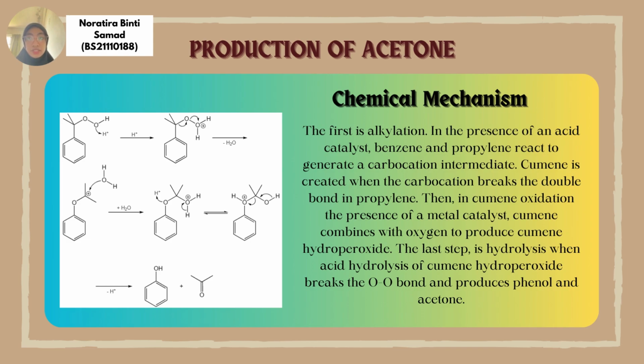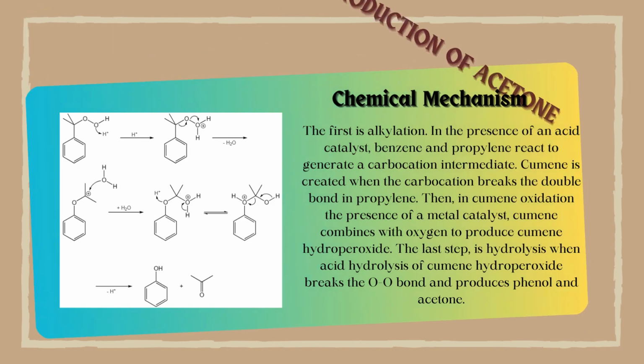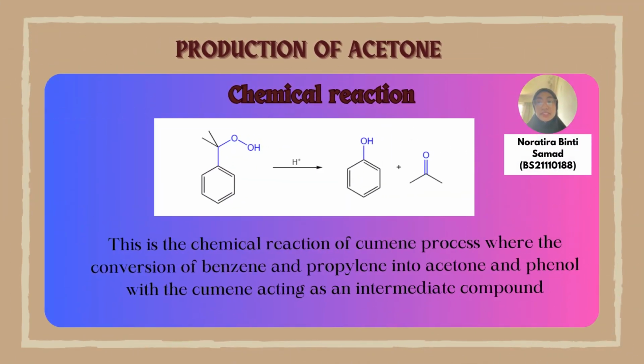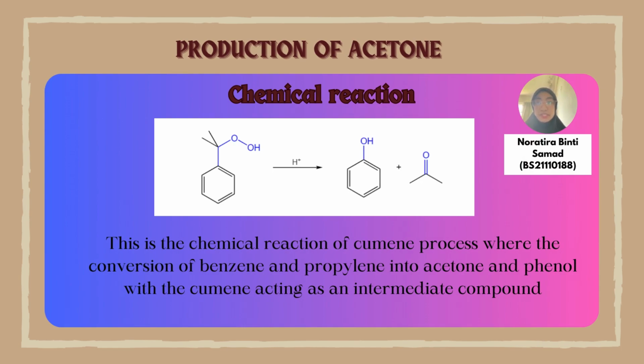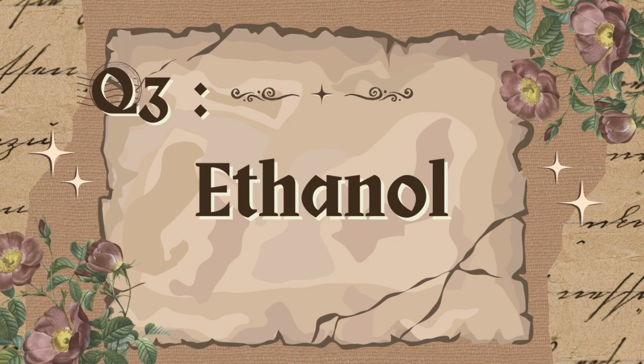Then in cumene oxidation, in the presence of a metal catalyst, cumene combines with oxygen to produce cumene hydroperoxide. The last step is hydrolysis, when acid hydrolysis of cumene hydroperoxide breaks the oxygen-oxygen bond and produces phenol and acetone. This is the chemical reaction of the cumene process, where benzene and propylene are converted into acetone and phenol, with the cumene acting as an intermediate compound.